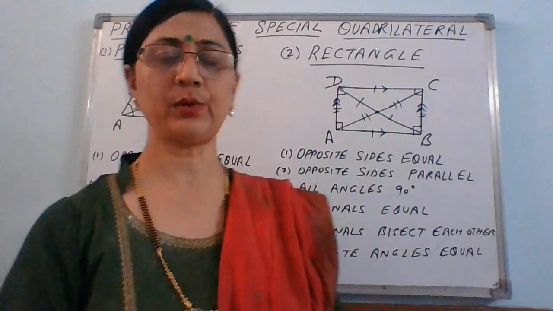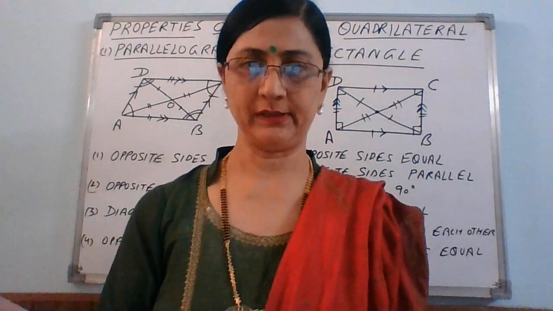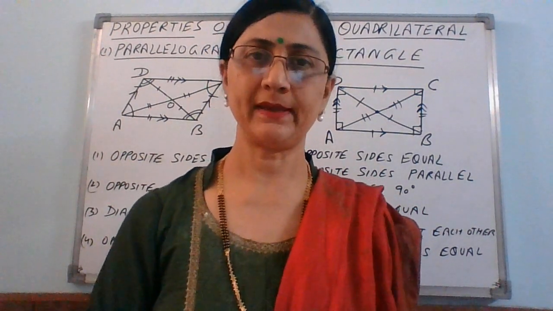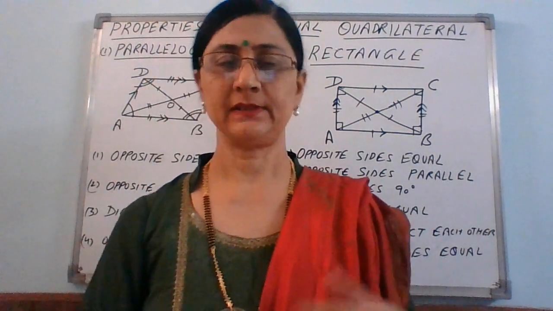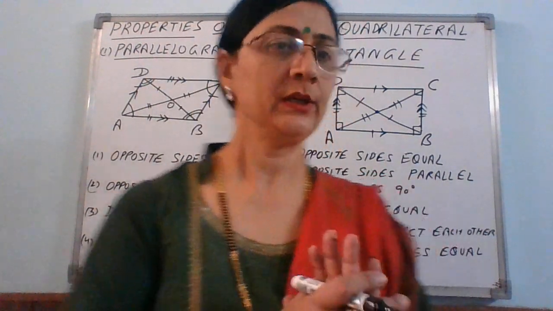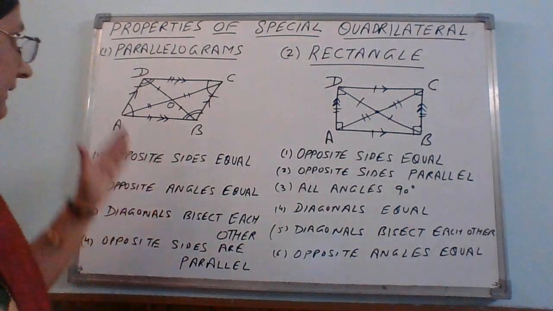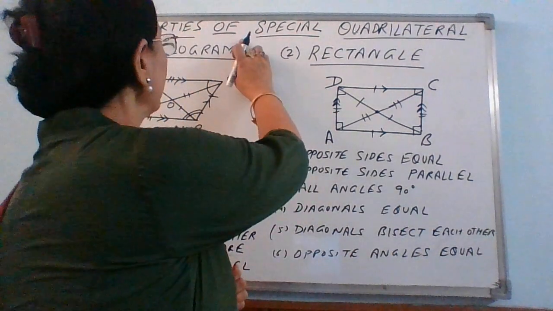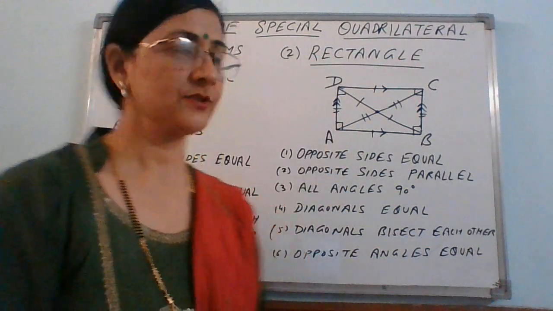Now we will discuss the properties of some special quadrilaterals. Special quadrilaterals means parallelograms, rectangle, square, trapezium, right. Kite also, right. Okay. Now I have written the properties of parallelograms and rectangle, right.